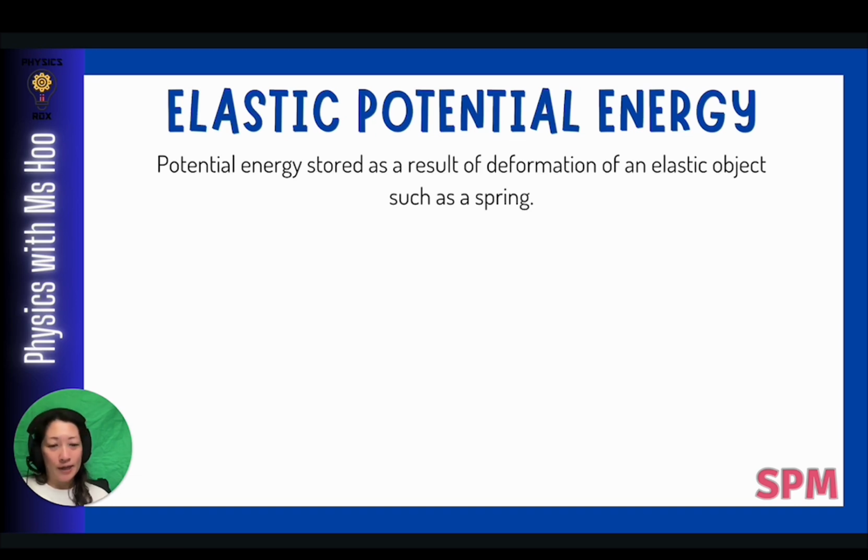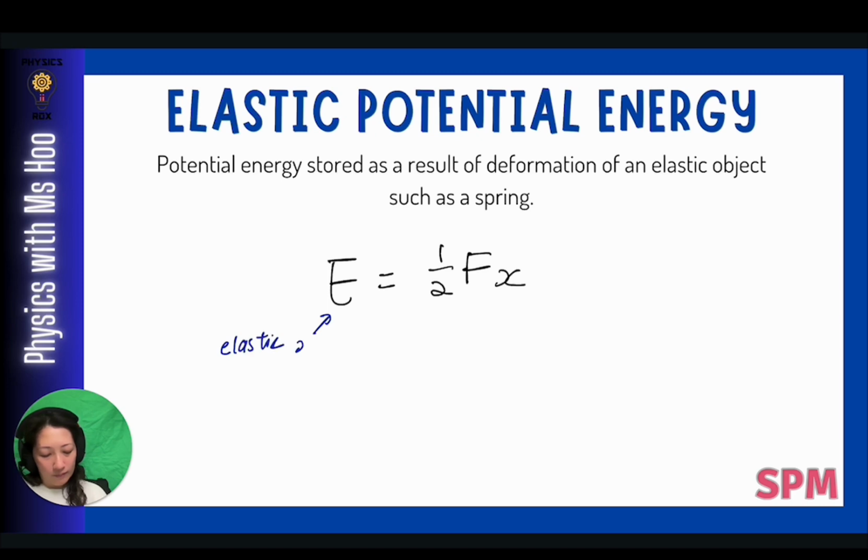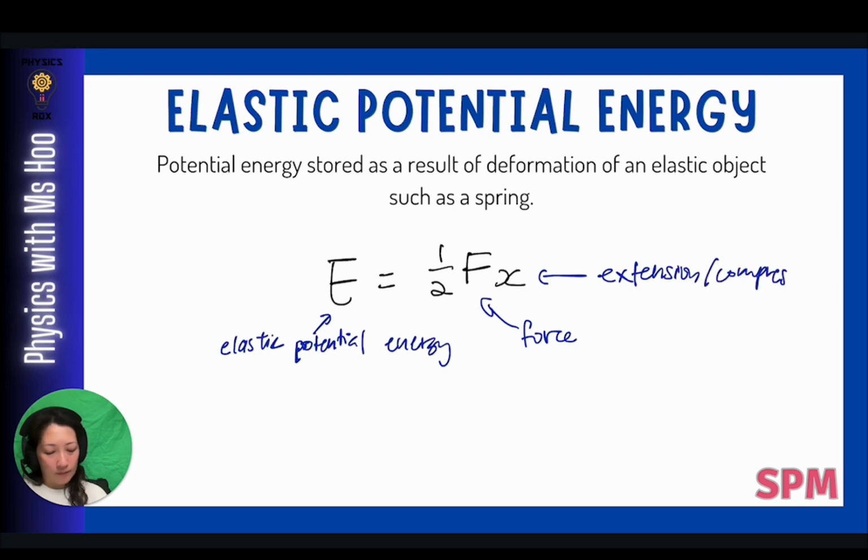To calculate the elastic potential energy, the formula is E equals half Fx, where E is the elastic potential energy, F is the force applied, and X is the extension or compression. The unit for elastic potential energy is the same as the unit for all energy. It's measured in joules.